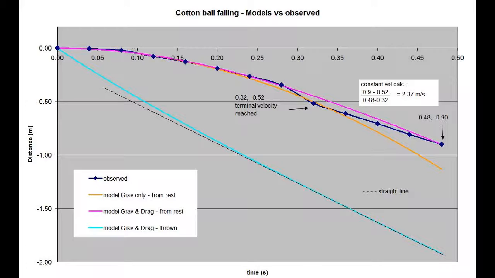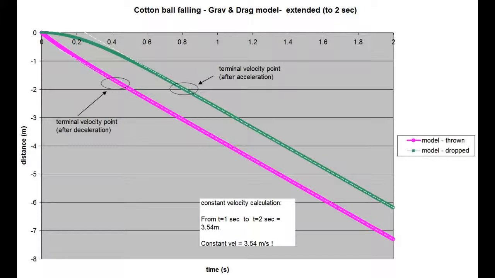A dotted straight line has been shown over the curve for the cotton ball which has been modelled as being thrown. For greater clarity, further models were run extending the total time to 2 seconds in order to better see the terminal velocity points being reached. Again, straight lines are included for reference. Note how both are straight lines and are parallel, showing same constant velocity.